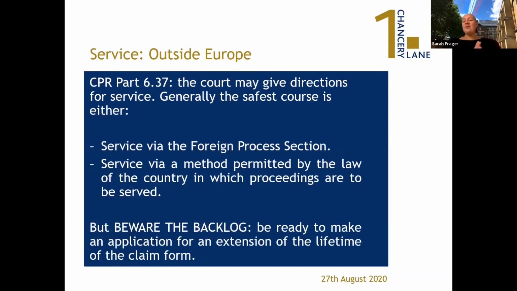The other thing to remember about the foreign process section is that you need to send your proceedings to the foreign process section in good time. So judges are very, very unimpressed if you take 5.5 months to send your proceedings to the foreign process section and then say, well, they haven't managed to serve them, because the judge will say, well, they ought to have had 6 months to do it, but now they've only got 10 days to do it. So of course they couldn't do it. And there has to be a reason as to why you've done that.